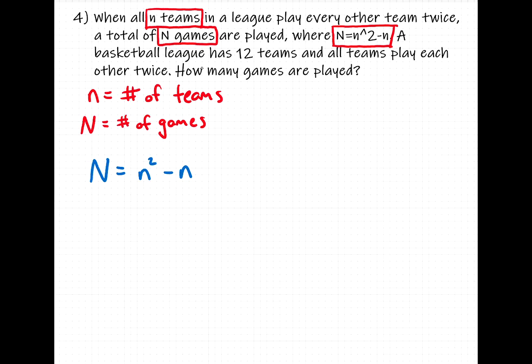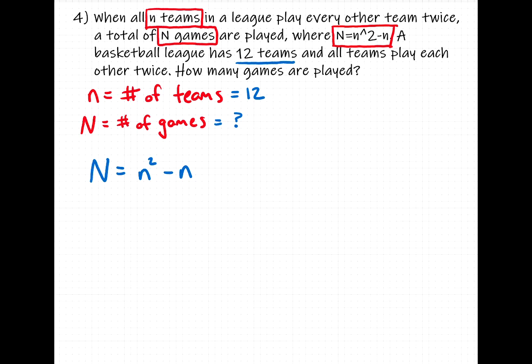All right, a basketball league has 12 teams. So we're given the specific value. The number of teams equals 12. So lowercase n, that's given in the problem. And the last sentence, how many games are played? Well, number of games, that's the unknown. So that's what we're looking for. And we have an equation for this.